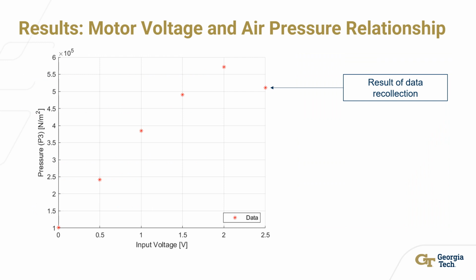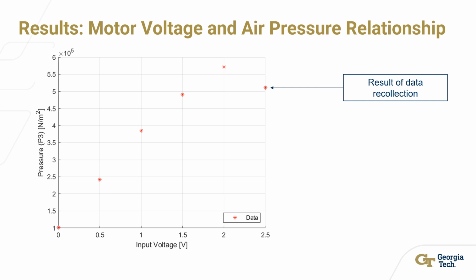Following the collection of ambient data and subsequent calculations of the offset, our team proceeded to conduct tests with varying input voltages ranging from 0 to 2.5. The resultant input voltage to pressure relationship at stage 3 is presented here. Our findings indicate a correlation between an increase in input voltage and an increase in pressure. Furthermore, the system appears to exhibit a diminishing rate of change in pressure with an increase in input voltage. However, it is worth noting that the pressure reading corresponding to 2.5 volts does not conform to this trend.